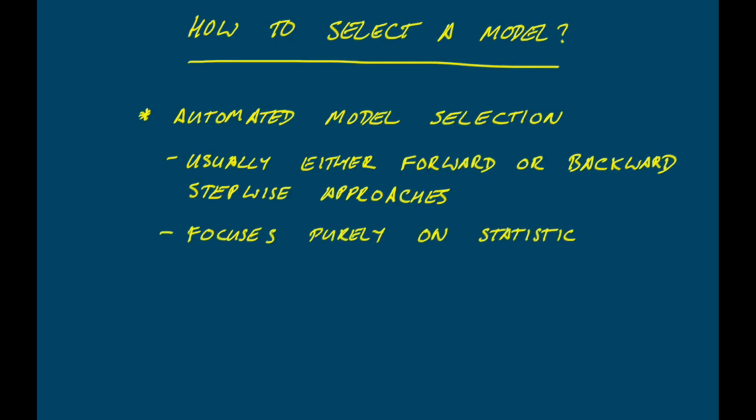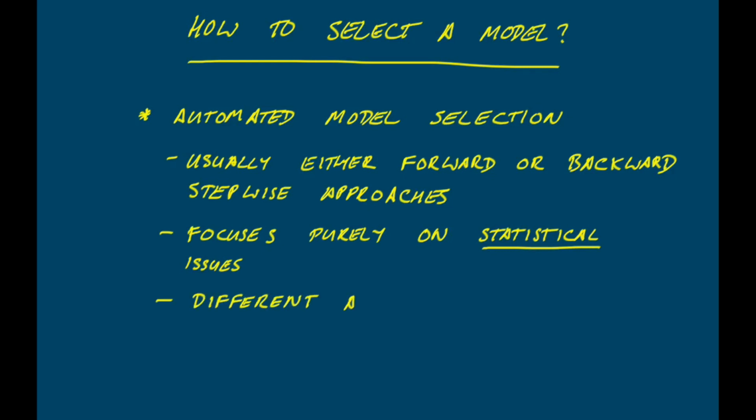Most people don't like automated model selection. There's some good reasons not to use it, although you will see it being used and you will find it as an option in lots of statistical software. First of all, it focuses purely on statistical criteria for including or excluding terms from your model. And as we'll see in a minute, sometimes there are criteria that aren't based on F ratios or p-values that we might use to include terms in our model or not.